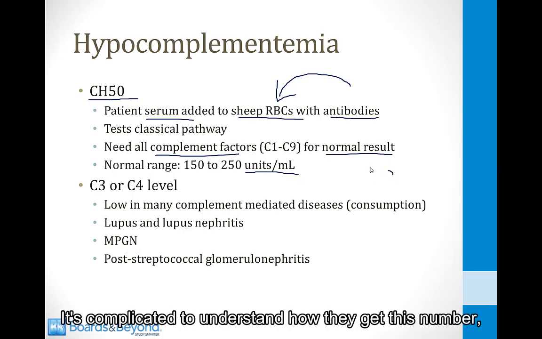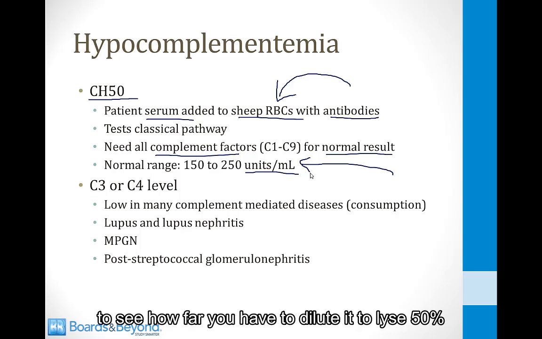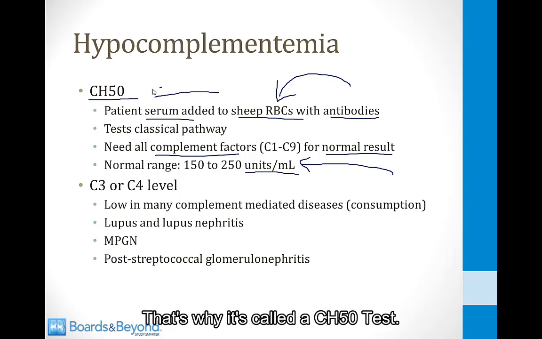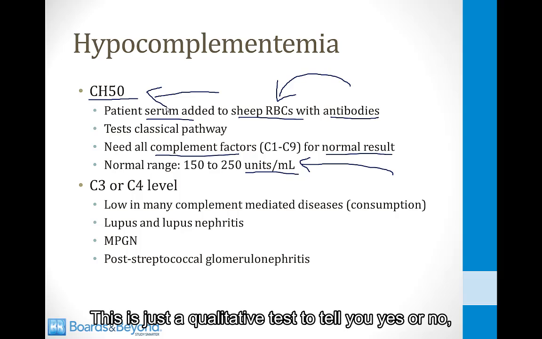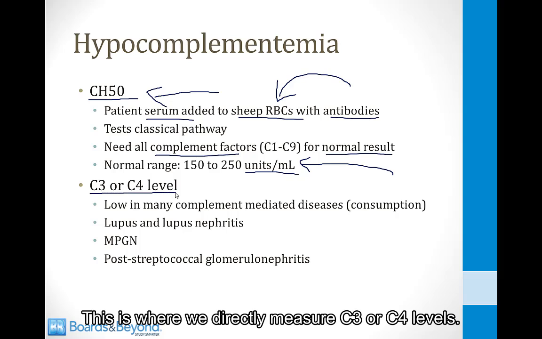It's complicated to understand how they get this number, but basically you dilute the patient's serum to see how far you have to dilute it to lyse 50% of the red blood cells. That's why it's called a CH50 test. This is just a qualitative test to tell you yes or no that the complement system is working. The second test is quantitative. This is where we directly measure C3 or C4 levels.